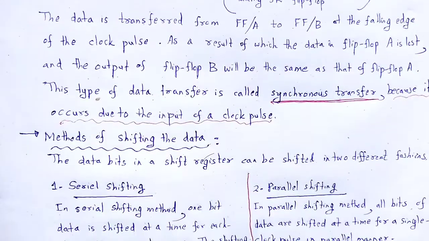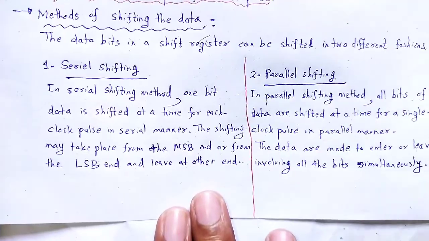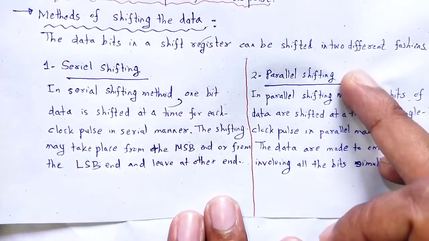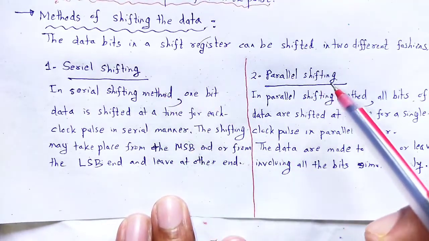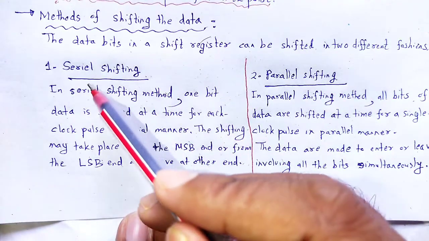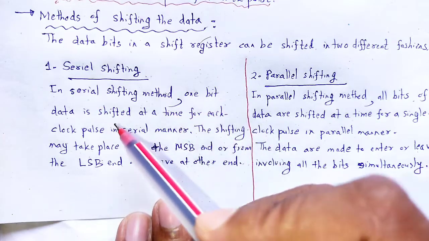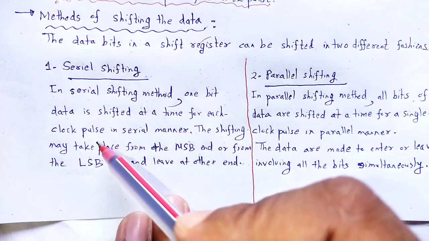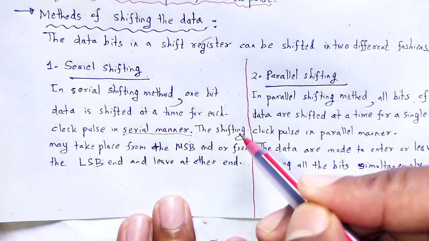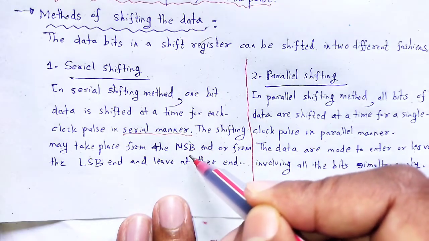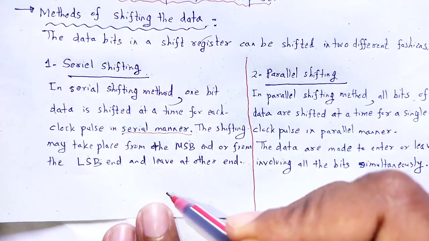Now, methods of shifting the data. The data bits in a shift register can be shifted in two different ways. One is serial shifting and the other is parallel shifting. What is serial shifting? In the serial shifting method, one bit of data is shifted at a time for each clock pulse in a serial manner, and that shifting may take place from the most significant bit end or from the least significant bit end.